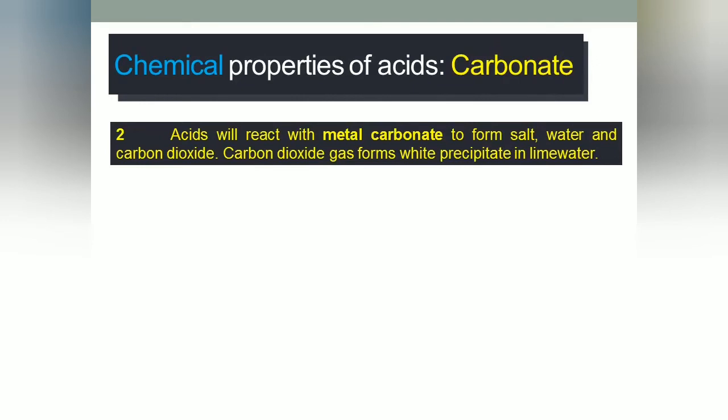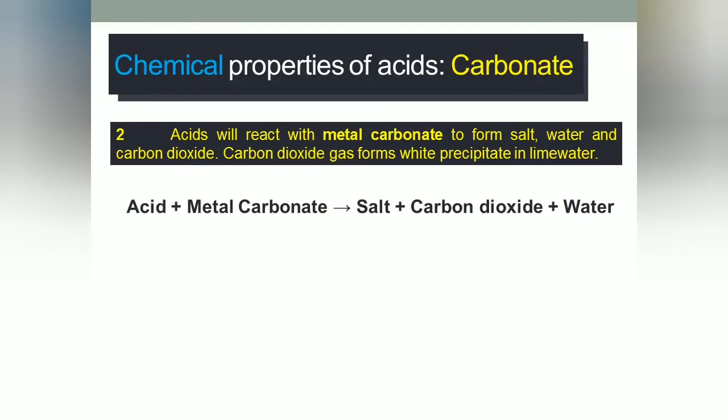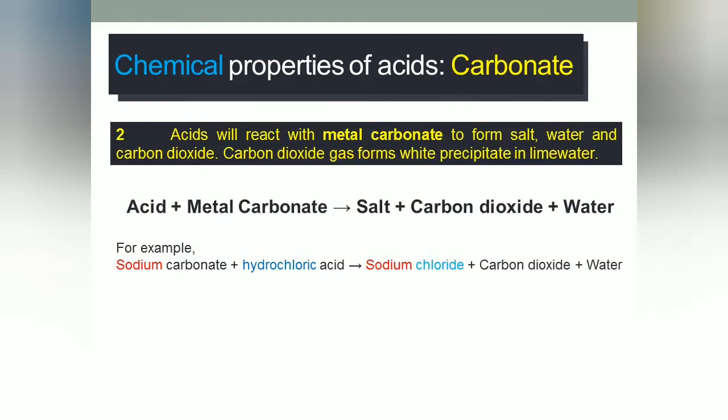Next, the second reaction is the chemical reaction of acid with metal carbonates that will form salt, water, and carbon dioxide gas. We shall look at one example. When sodium carbonate reacts with hydrochloric acid, the salt formed is sodium chloride. Carbon dioxide and water are also products of this reaction. Similarly, we derive the name of the salt from the name of the reactants.